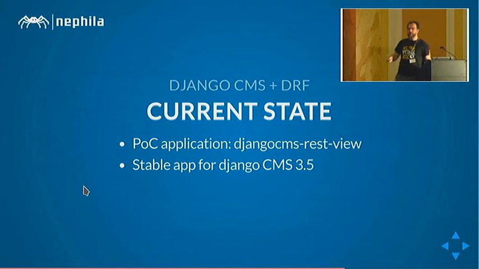Mixing a CMS application flow with a REST API, especially the Django CMS flow with the REST API, is not that easy. So at the moment, I wrote this proof of concept application, very rough, very experimental, but there is effort going on to be able to release something more stable and more useful for Django CMS 3.5, so I guess by the end of the year or so.